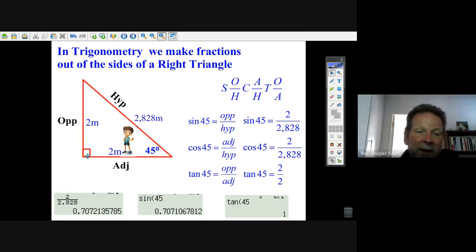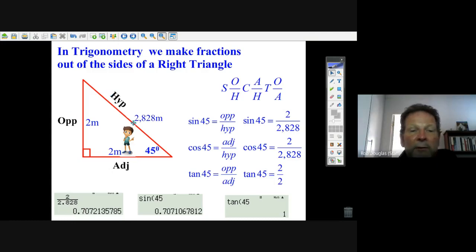Well, because this is isosceles, the adjacent side over the hypotenuse, it's got a special name. We call it the cosine. And when you say cosine, you have to be talking about an angle. It's the cosine of 45 degrees, which is exactly the same, 2 over 2.828. And the last one would be the tangent of 45 degrees. Well, that's always the opposite side over the adjacent side. No matter what the angle is here, if you make a right angle triangle, the opposite over the adjacent side, that ratio is called tangent. Well, 2 over 2, it turns out the tangent of 45 degrees is 1.